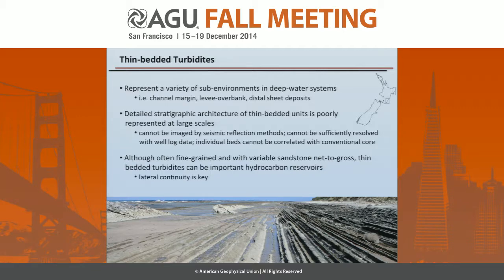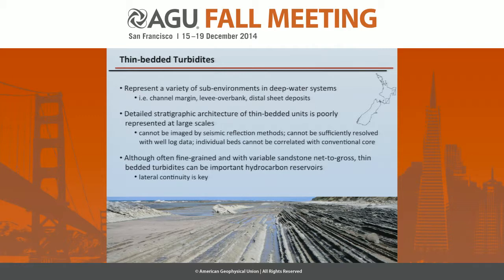The importance of studying these thin-bedded turbidites is to provide outcrop analogs. Thin-bedded turbidites represent a variety of sub-environments in deep water systems, and yet the detailed stratigraphic architecture of thin-bedded turbidites is actually poorly represented, mostly due to issues of resolution with large subsurface data sets. Thin beds cannot be imaged by seismic reflection methods or really well resolved with well-logged data, and individual beds can't be correlated with just conventional core. So the outcrop offers really useful information.